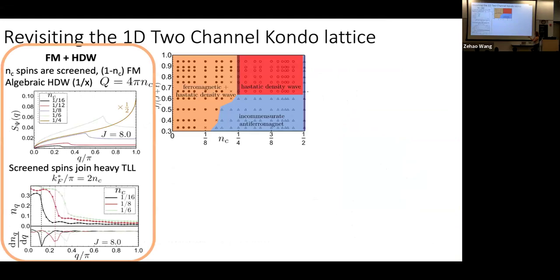All right, so then I can look at this ferromagnetic plus static density wave region. Here, not all of the spins are screened. There are essentially not enough conduction electrons to fully screen the local moments. So NC spins are screened, 1 minus NC spins remain as a ferromagnetic state, but the NC spins that are screened join the heavy Tomonaga Luttinger liquid with this KF star that goes like 2NC, as you move along. And you can see that more and more spins are incorporated into your Fermi surface as you move this way.